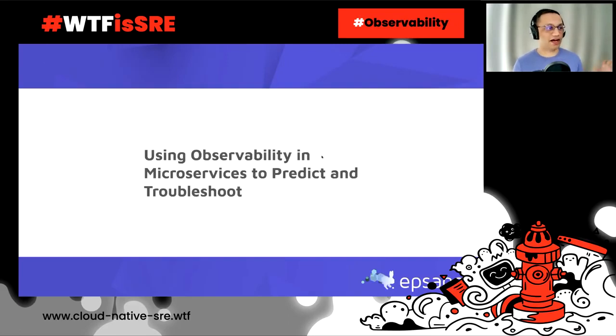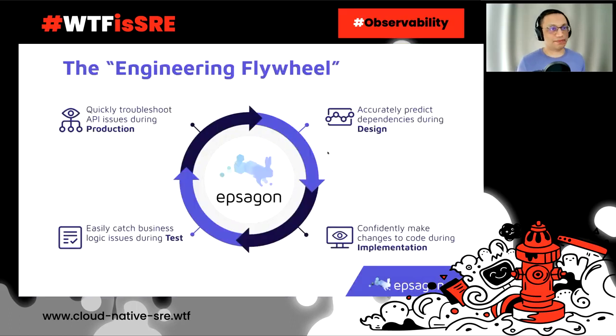So let's see how we can use modern observability in microservices to predict and troubleshoot behaviors. So at Epsagon, we believe that an observability solution should help you throughout your engineering lifecycle. On the right-hand side, you can see that an observability solution can help you predict your dependencies and thus help you during the design phase. It can also help you implement your features faster and also deliver them with confidence. On the left-hand side, you can see mostly troubleshooting, and that is during the testing phase as well as the production phase.